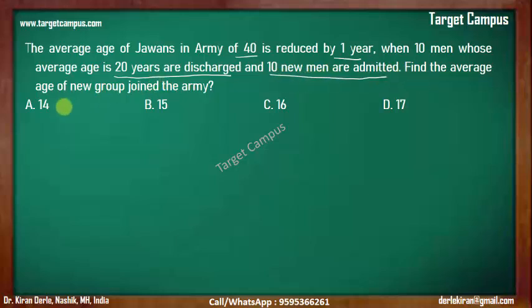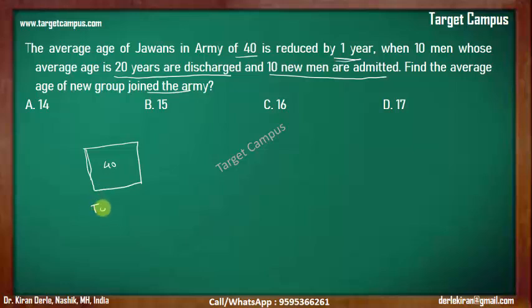Find the average age of the new group that joined the army. You can pause the video and try to think on each and every question if you want. The average age of Jawans in an army of 40 is reduced by 1 year. So let's say this is a proud army of ours, an army of 40 people, and the average age is reduced by 1 year.